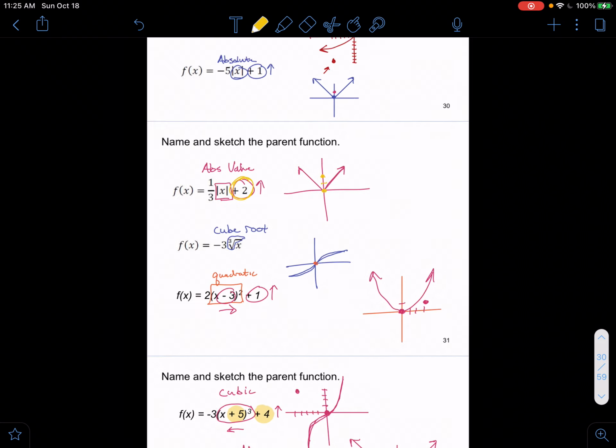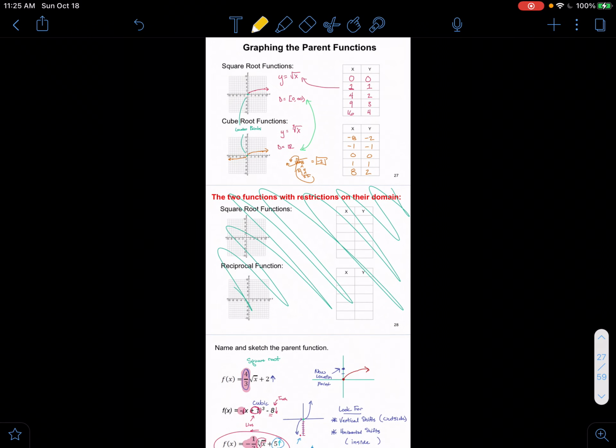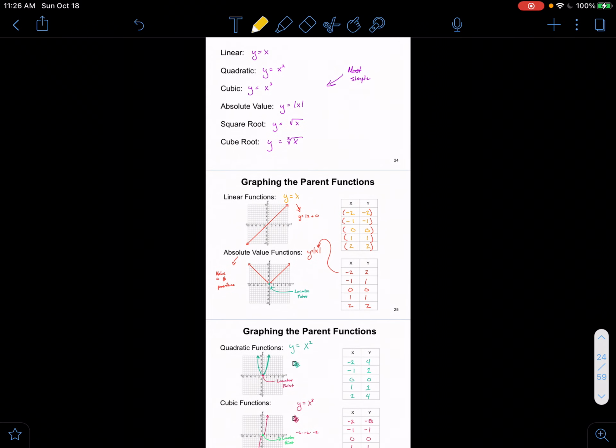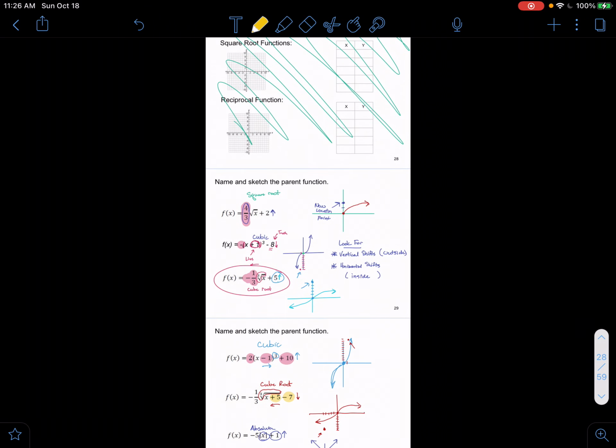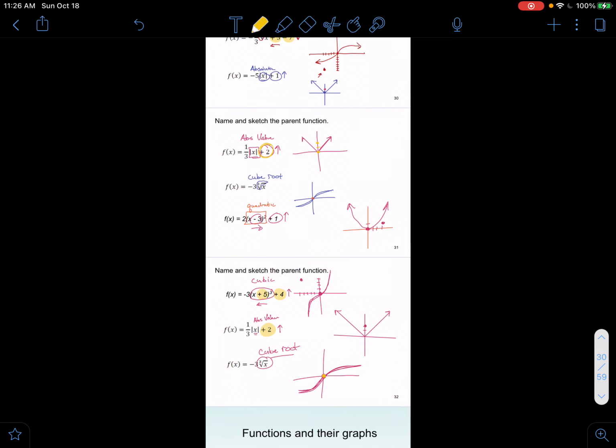This is really part one, ladies and gentlemen. Being able to identify what the parent function looks like, along with what transformations are happening and where that new locator point is being moved to, is very important in the graphing process. In the next video, I will walk you through just 3 problems, and then that will conclude your learning for the day. So please make sure you watch the next video. That one's going to be absolutely critical to actually graphing these.